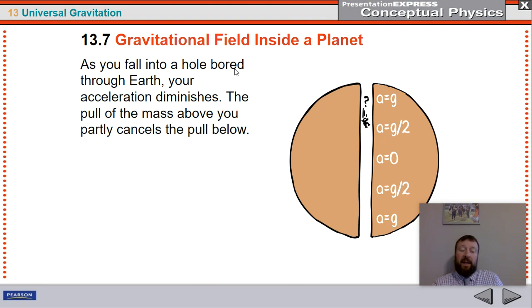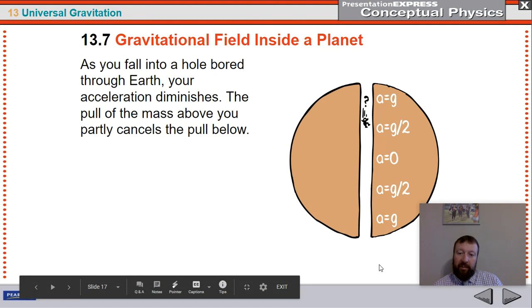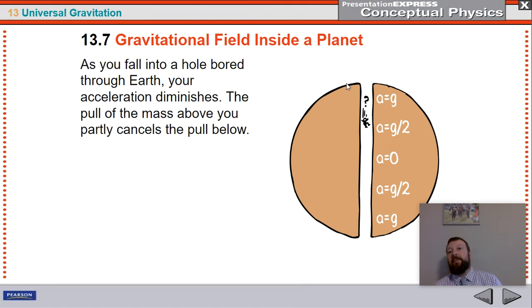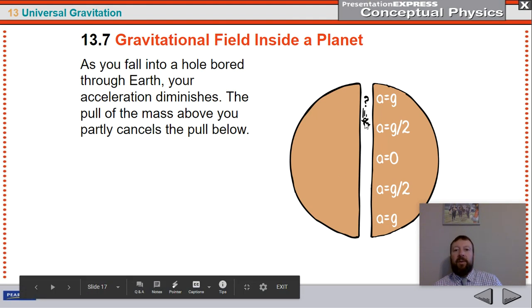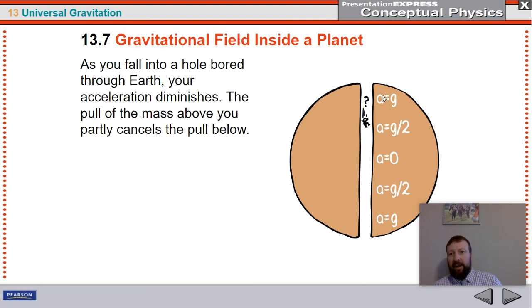One of the things in the objectives was what's going to happen if you were to look at the gravitational field inside of a planet. As you go down, if you were to bore a hole all the way through the Earth, as we always used to say as kids, I'm going to dig a hole all the way to China. If you could do that and go all the way down, you'd find out that this lowercase g, at the surface, your acceleration is 9.8. But if you get to the center, your acceleration due to gravity is actually 0.